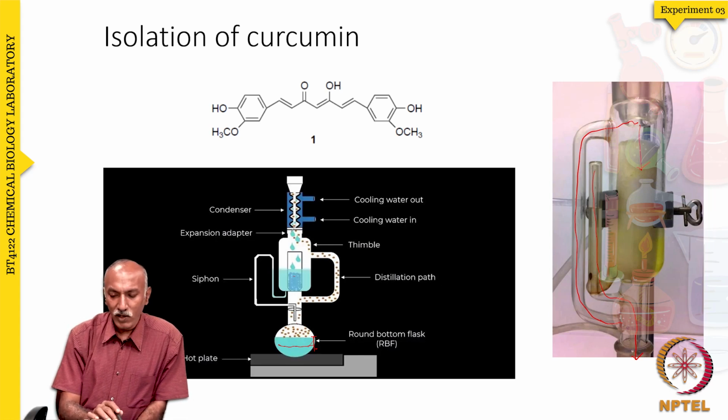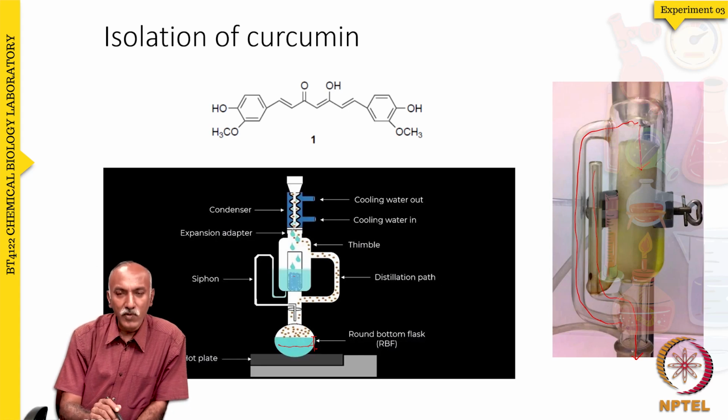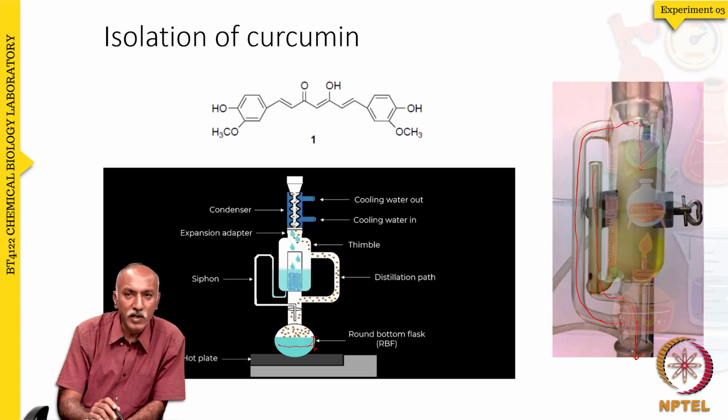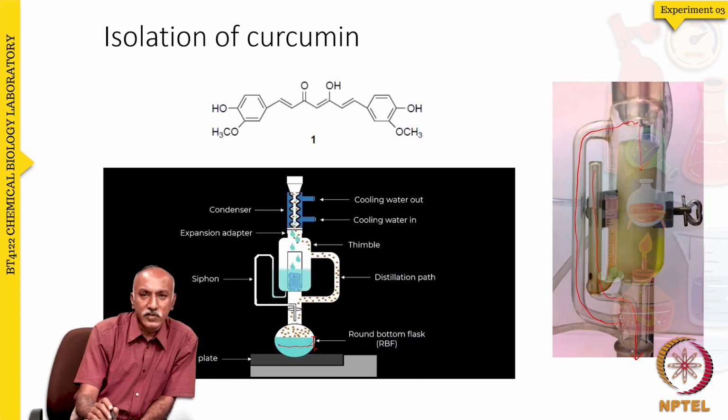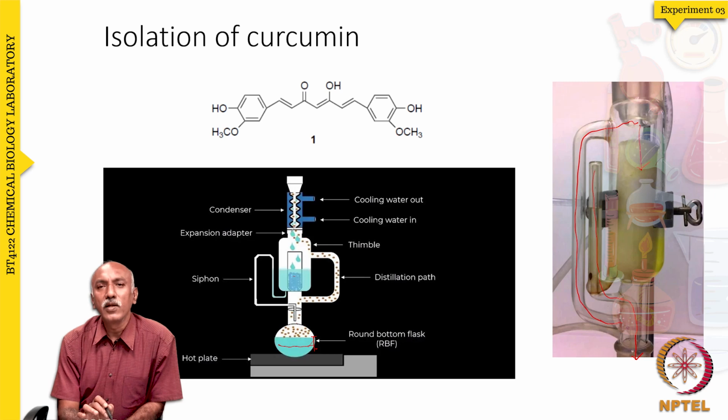So how will you now isolate the compound? Very easy. We have used only dichloromethane, a simple extraction. The dichloromethane is being extracted, and you have a round bottom flask. You take the round bottom flask directly to the rotary evaporator and evaporate all the solvent, and you get your curcumin in a pot.